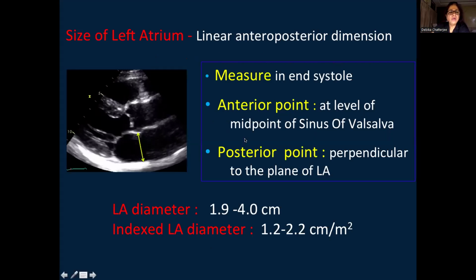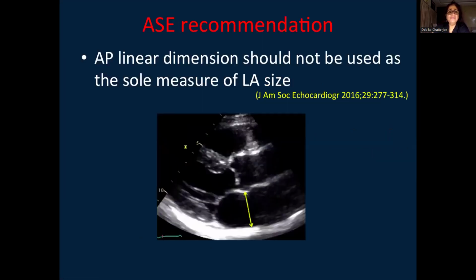Well, we always measure from the parasternal long axis, where we get a linear anteroposterior diameter. We measure in end systole. The anterior point is taken at the level of the midpoint of the sinus of Valsalva, and the posterior point is taken perpendicular to the plane of the left atrium. And these are the values. Now, see, left atrium is a chamber, and according to the ACC recommendation, anteroposterior linear dimension should not be used as the sole measure of the LA size. Why? Well, here is the answer.